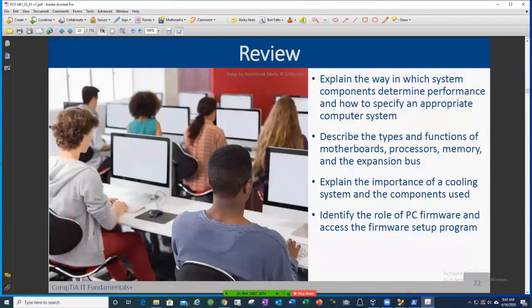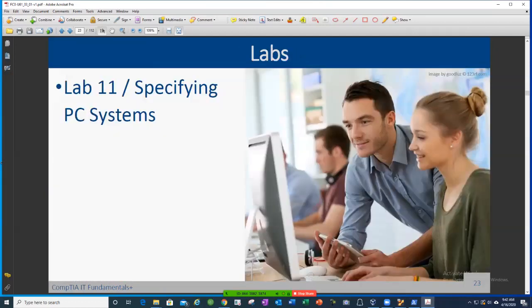All right, so that's it for this unit. We're going to take a look at some of the review questions. We kind of went over that, so that's basically it. Now, for this unit, there is a lab 11, which is specifying a piece of system, and that's in your textbook. So go over that, and I'll see you in the next video.